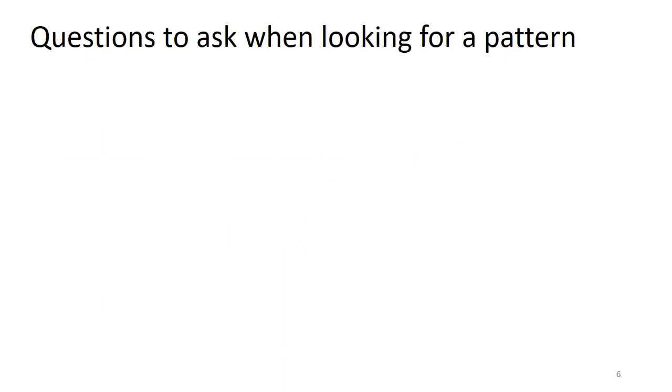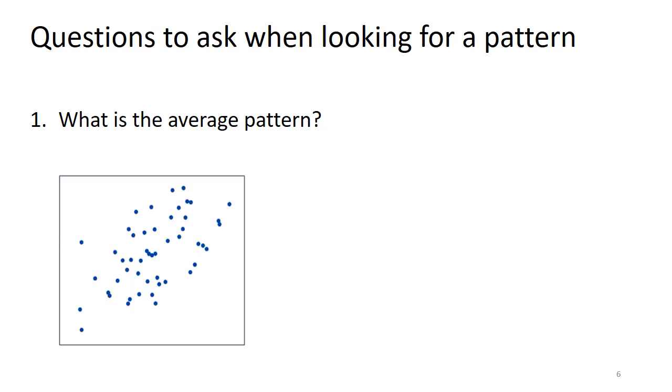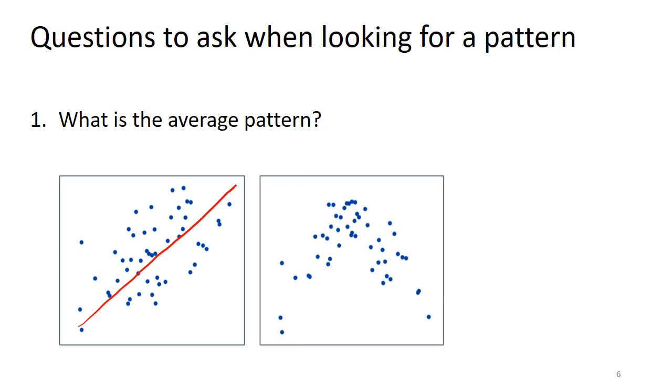These are questions we should ask when looking for a pattern. Does it look like a straight line or is it curved? Two variables have a linear relationship when the pattern of their relationship resembles a straight line. Two variables have a nonlinear or curvilinear relationship when the pattern of their relationship resembles a curve.